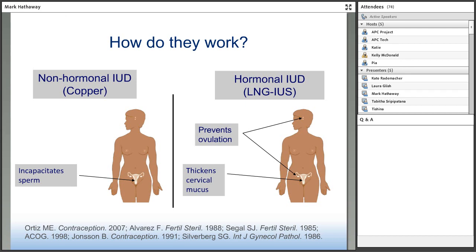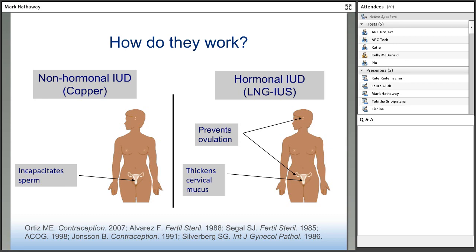How do they work? I'm going to start with the one on the left, the non-hormonal IUD, the copper IUD. It basically incapacitates the sperm, or makes the sperm immotile. In other words, it doesn't swim very well. It stops swimming, and it never gets to the egg, preventing fertilization. So the egg and the sperm never meet. It has an impact also on the oocyte, or the egg, but the main action is on incapacitating the sperm.